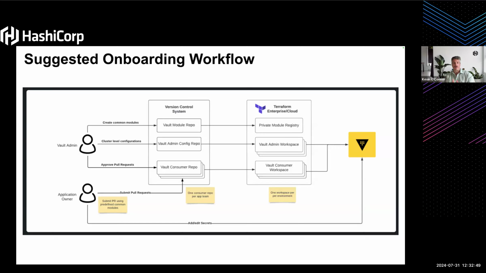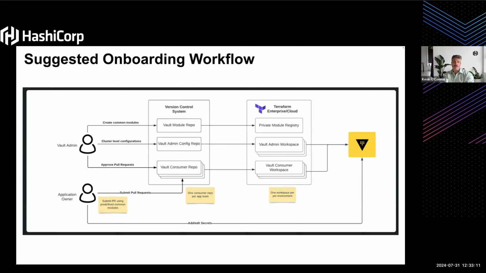Abstracting away a lot of the configuration details from application owners, and then maybe exposing only a few necessary input parameters, right? But using sensible defaults elsewhere. And then, specific to onboarding, if we take a look at the bottom row here, the Vault consumer repo row we have there. This is how we onboard additional application teams.